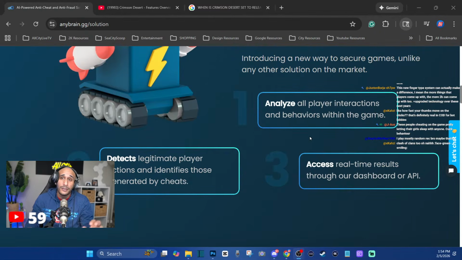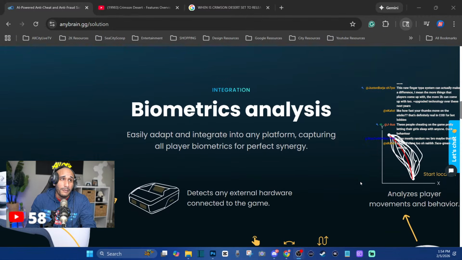And again, this goes down to the pixel level, identifying when a pixel moves on screen and how it moves on screen. Therefore, pretty much identify how the pixels that you operate work within the systems of the game. And from that information, they learn what's considered cheating and what's considered a real human player. Access real-time results throughout our dashboard or API.